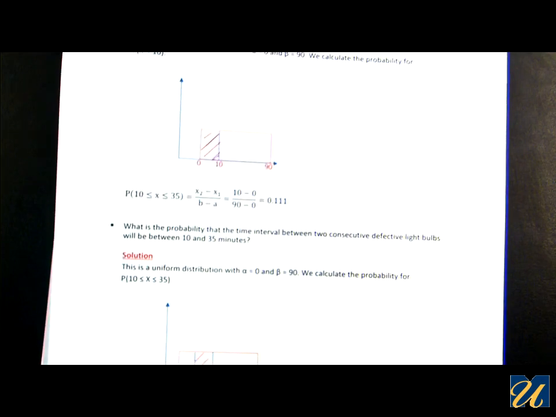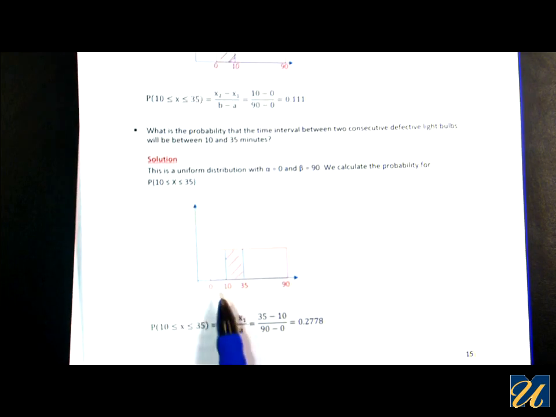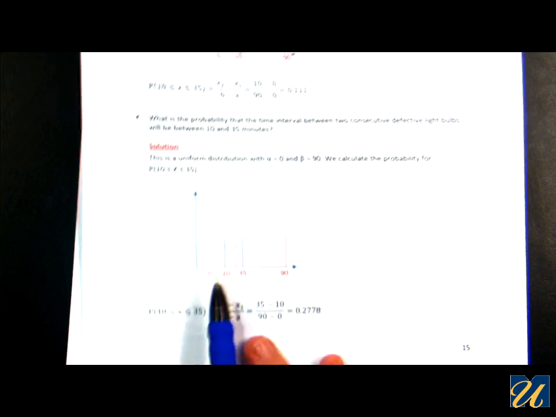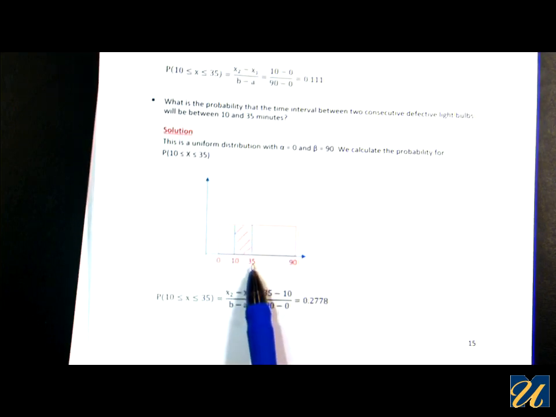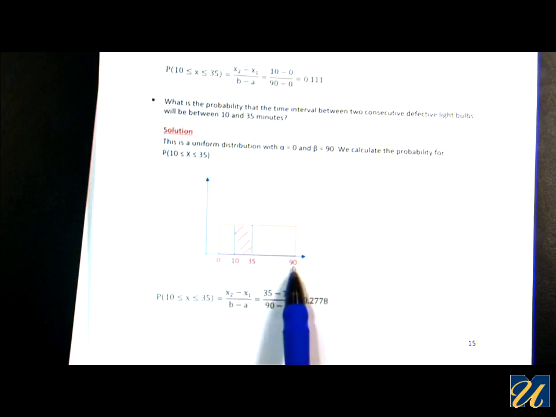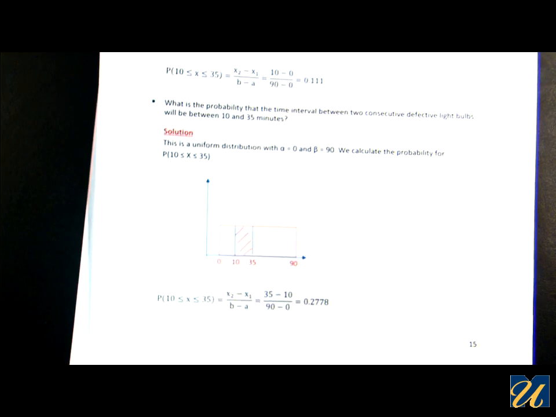What is the probability that the time interval between two consecutive defective light bulbs will be between 10 and 35? So now I'm looking for an area within the limits of your uniform distribution. All you need to do in cases like this is subtract the beginning point from the end point of the area you're looking for, over the end point minus the beginning point of your distribution. So therefore 35 minus 10 over 90 minus 0, and the probability will be 0.2778.